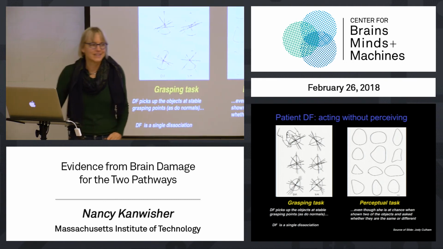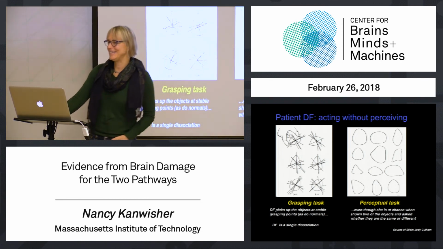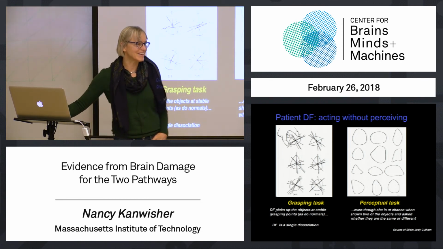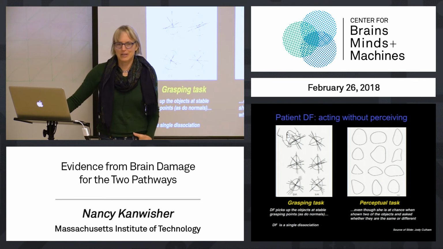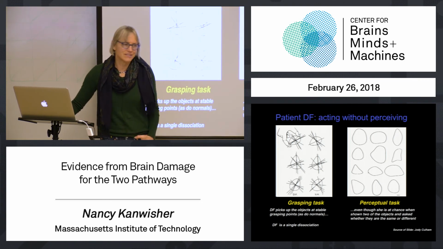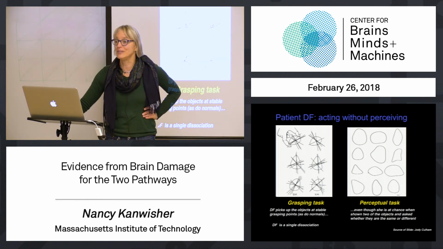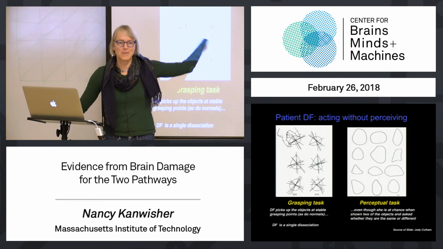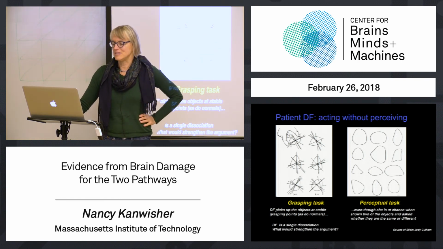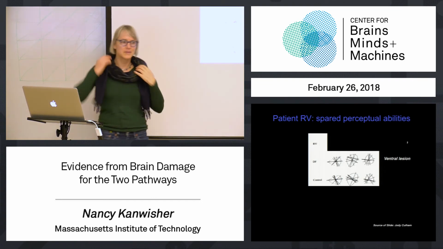All right, but again, DF is a single dissociation, right? And I'm not going to try to make a case that acting is easier than conscious perception, but in any case, it's always nice to have a double dissociation. And it so happens that just as there are monkeys with the opposite deficits, there are also humans with the opposite deficit.